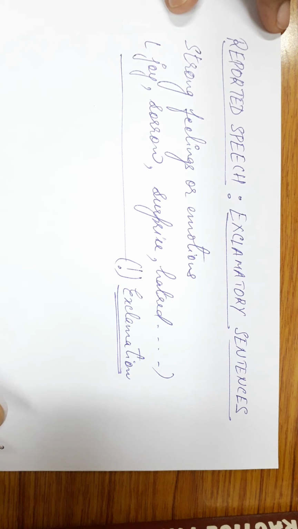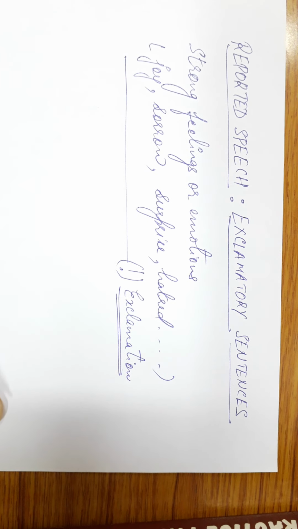Fine? Now, up to now, we saw regarding the statements, the questions, imperative sentences. But what if there is an exclamatory sentence in a direct speech and we have to convert that into indirect speech? Or what if the speaker is saying something that conveys a very strong feeling or emotion, and how the listener is going to report that into indirect speech, or how the narration is going to be done. Let's see that.